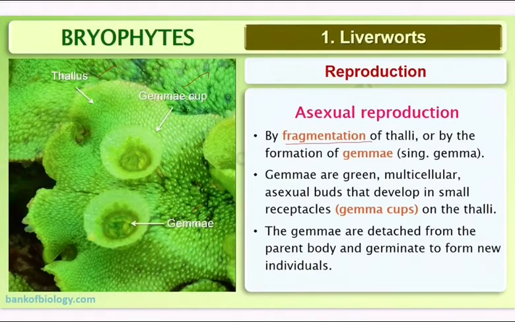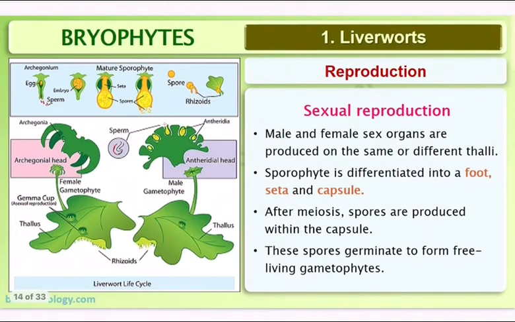Like here you can see the presence of the gemma cup, thallus, undifferentiated mass, and the gemma. This is basically asexual reproduction. Asexual reproduction takes place through fragmentation of the thallus or by the formation of gemma cups, single gemma. Gemmae are green, multicellular, asexual buds that develop in small receptacles called gemma cups on the thallus. The gemmae are detached from the parent body and germinate to form new individuals. So this is how asexual reproduction takes place.